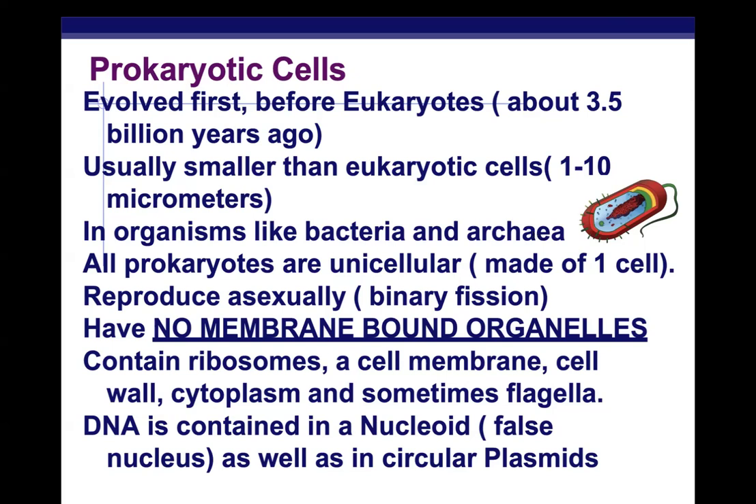They also have genetic information and DNA, but it's contained in a diffuse, stringy structure called a nucleoid, which is a false nucleus. And they also have circular segments of DNA in the cytoplasm called plasmids, and those are going to become really important when we talk about genetic engineering and recombinant DNA when we look at biotechnology at the beginning of second semester.